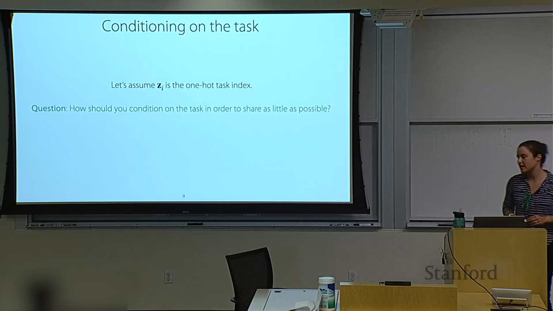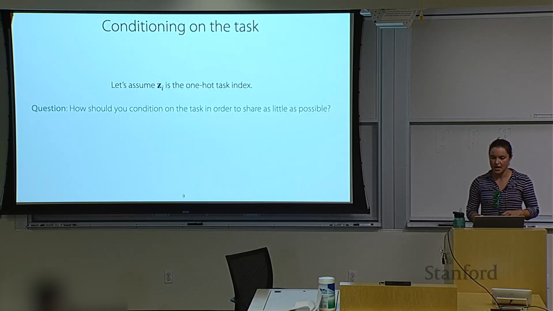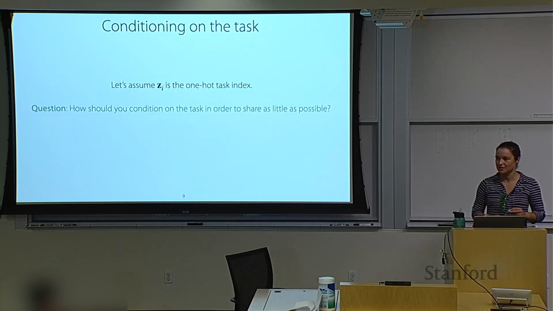Yeah, the question is, if we assume that zi is just a one-hot vector for each of the tasks, how should we condition the network on zi such that the network is sharing as little as possible, such that we are as close as possible to just training completely different neural networks? Yeah? I guess we could just have like a switch statement for each of the different conditions. So if it's 1, then just do a separate network from 2 and 3.